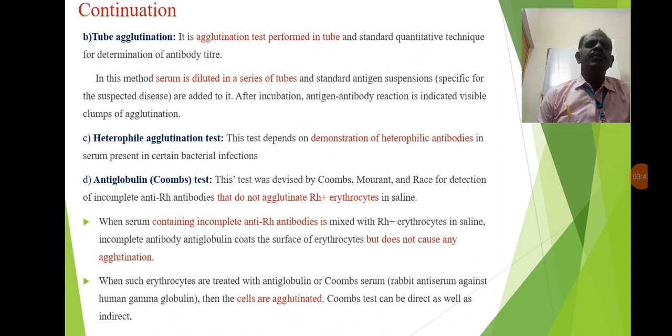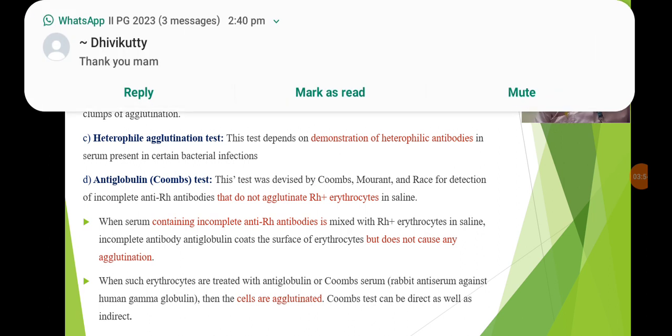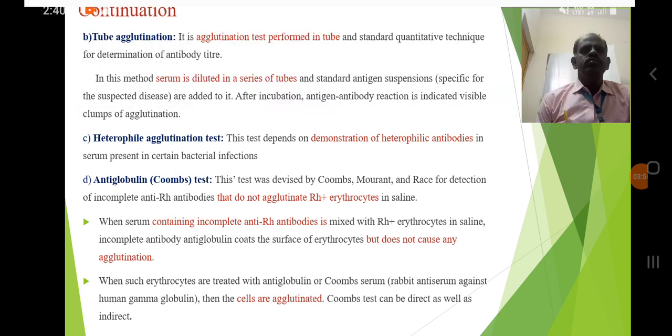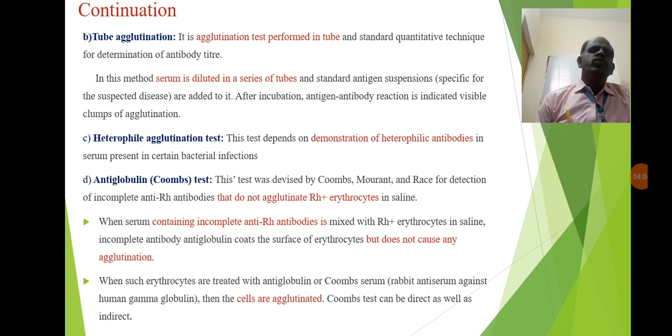Then tube agglutination. It is an agglutination test performed in tubes and is a standard quantitative technique for the determination of antibody titer. In this method, first of all, serum is diluted in a series of tubes and then standard antigen suspensions are added to it. After incubation, the antigen-antibody reaction is indicated in the form of visible clumps.